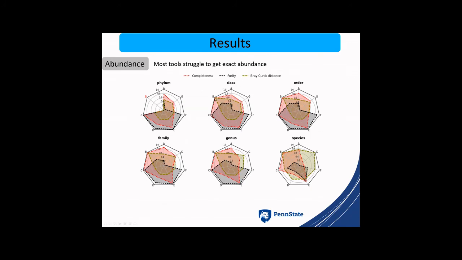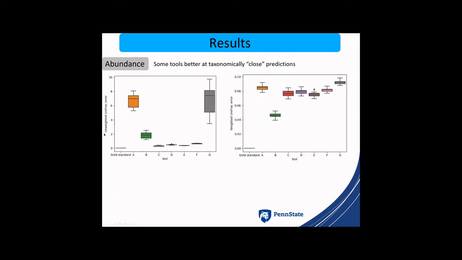And you can see that for here, the Bray-Curtis distance, larger is worse. And many tools struggle here to get the exact abundance of the exact predicted taxa. However, if you want to look at which ones are taxonomically close predictions, that's where the UniFrac comes in. So looking at both unweighted and weighted UniFrac over here, you'll notice some interesting results. Just to put these in context, lower is better, gold standard is 0. For the unweighted UniFrac, good is something like 0.01.